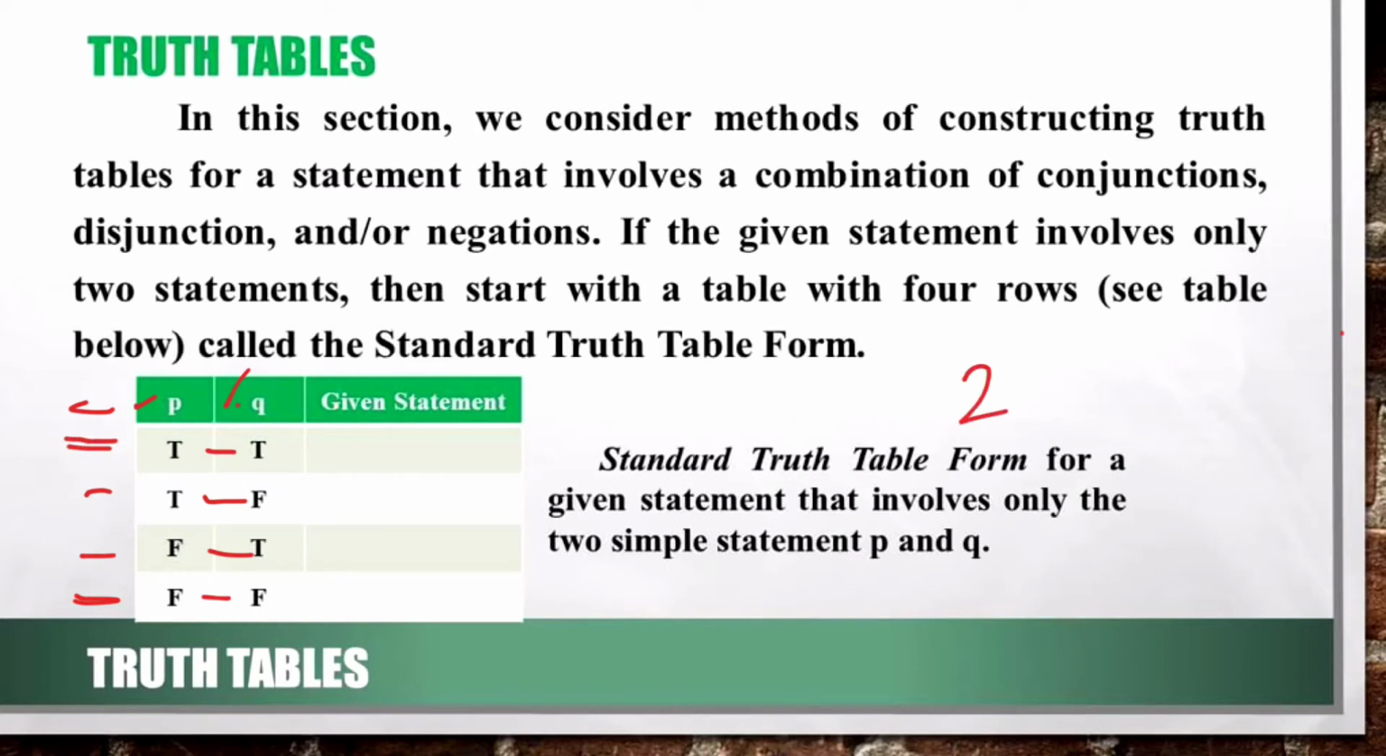Pag dalawang statement, we have to raise it by 2. Kasi ilan ba yung i-raise natin? So, one variable, we have 2 raised to 1. 2 variables, 2 raised to 2. So, here, 2 raised to 2 is equals to 4 and that is your 4 rows. Okay? True, true, false, false, true, false, true, false. The possible combinations ng mga statements.